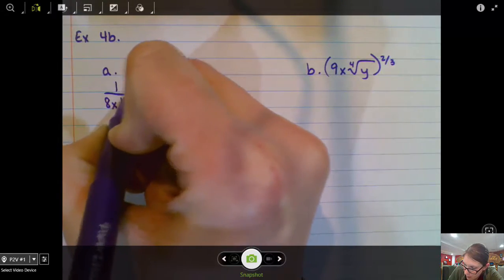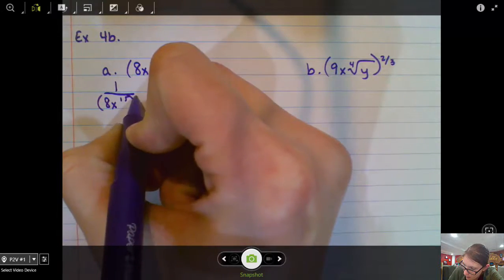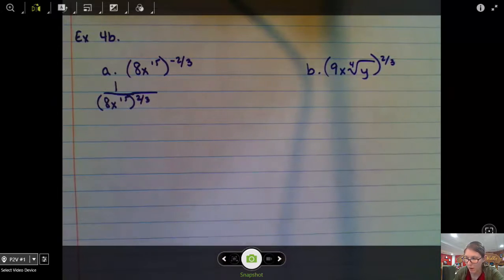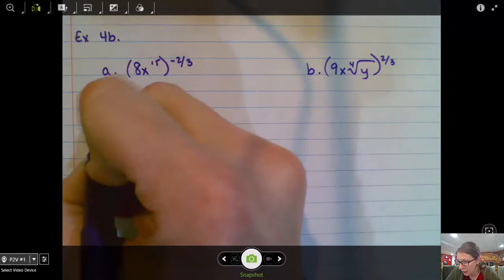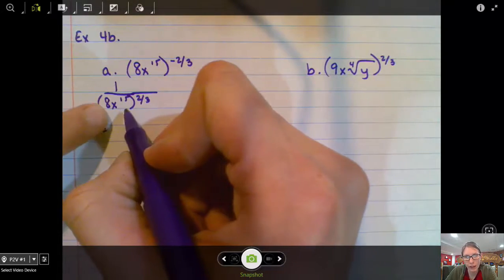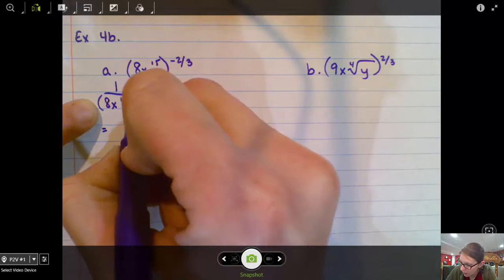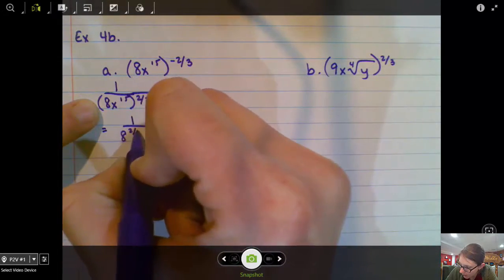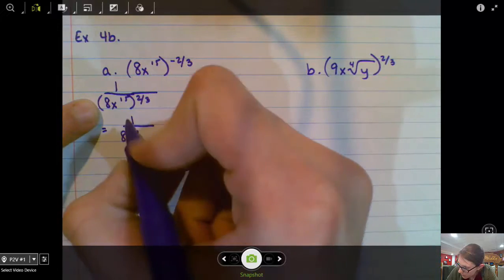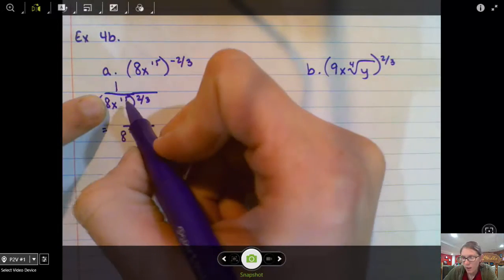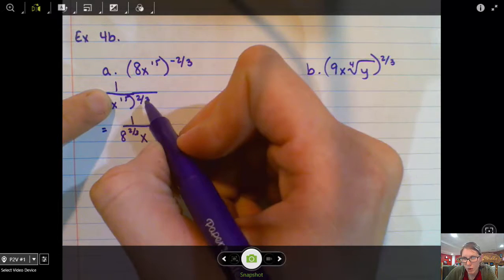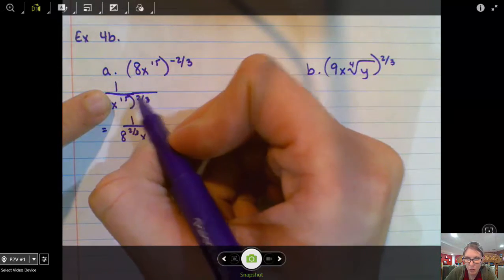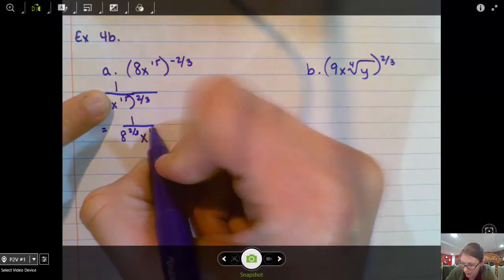8x to the 15th to the positive 2/3, because then at least I have that negative exponent out of the way. Now from here, when I have that whole quantity to an exponent, that exponent goes to everything. So I get 8 to the 2/3 power, and then x to the 15th to the 2/3, the power to a power, I multiply these exponents. And 2/3 of 15 is 10.